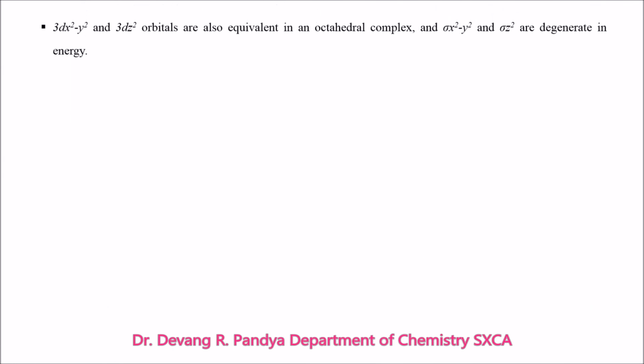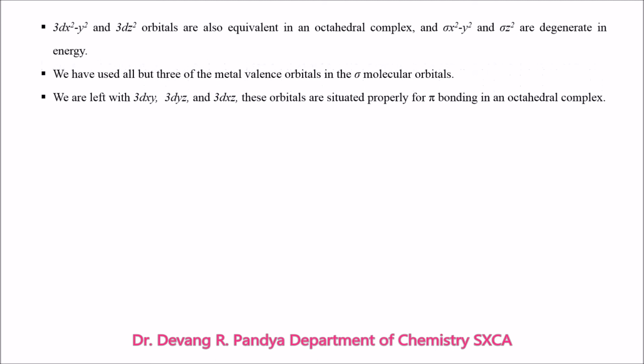3d x square minus y square and 3d z square orbitals are also equivalent in an octahedral complex, and sigma x square minus y square and sigma z square are degenerate in energy. We have used all three of the metal valence orbitals in sigma molecular orbitals. We are left with 3d xy, 3d yz and 3d zx. These orbitals are situated properly for pi bonding in octahedral complexes.